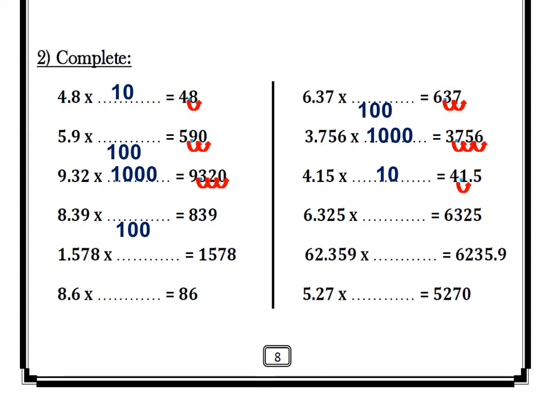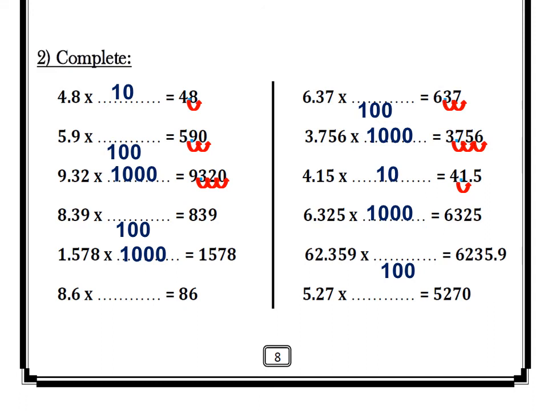6.325 times what equals 6,325? I moved 3 steps, so 1,000. 1.578 times what gives me 1,578? I moved 3 steps, so I multiplied by 1,000. 62.359 times what equals 6,235.9? I moved 2 steps, so I multiplied by 100.